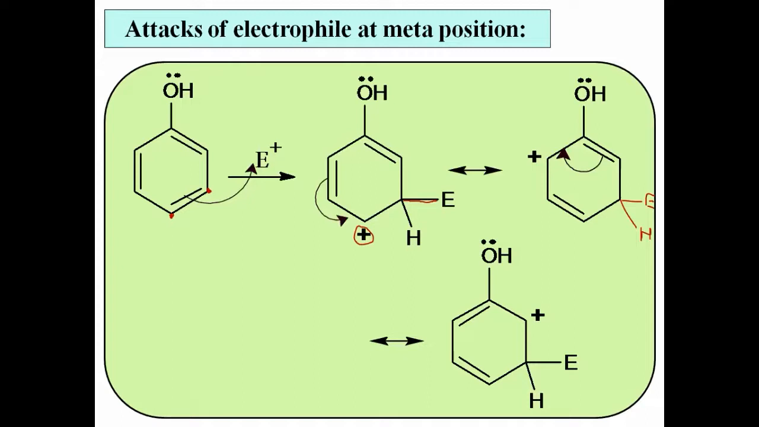Is there any resonating structure having additional stability? No, because in those three resonating structures, they have a positive charge on the carbon. Therefore, their octet is not complete. Hence, they do not have special stability, just like in ortho and para attack.